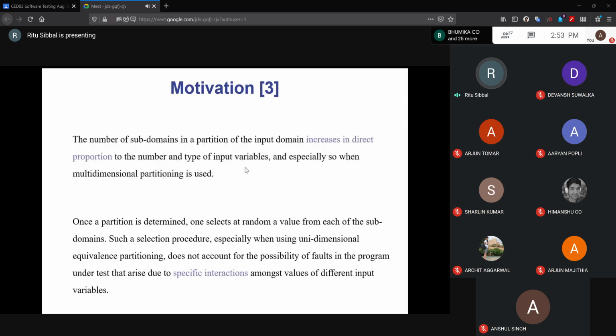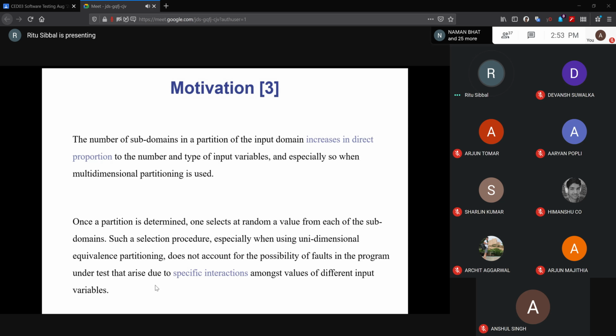So this is what we are doing: we are following equivalence partitioning, and such a selection procedure does not take into account the specific interaction amongst the values of different variables. Okay, हमने partitions करे और हमने variables की values को randomly pick up कर लिया. हमने उनके interactions नहीं read करी हैं. We have not studied how two input variables are interacting with one another. So that is one shortcoming of equivalence partitioning.